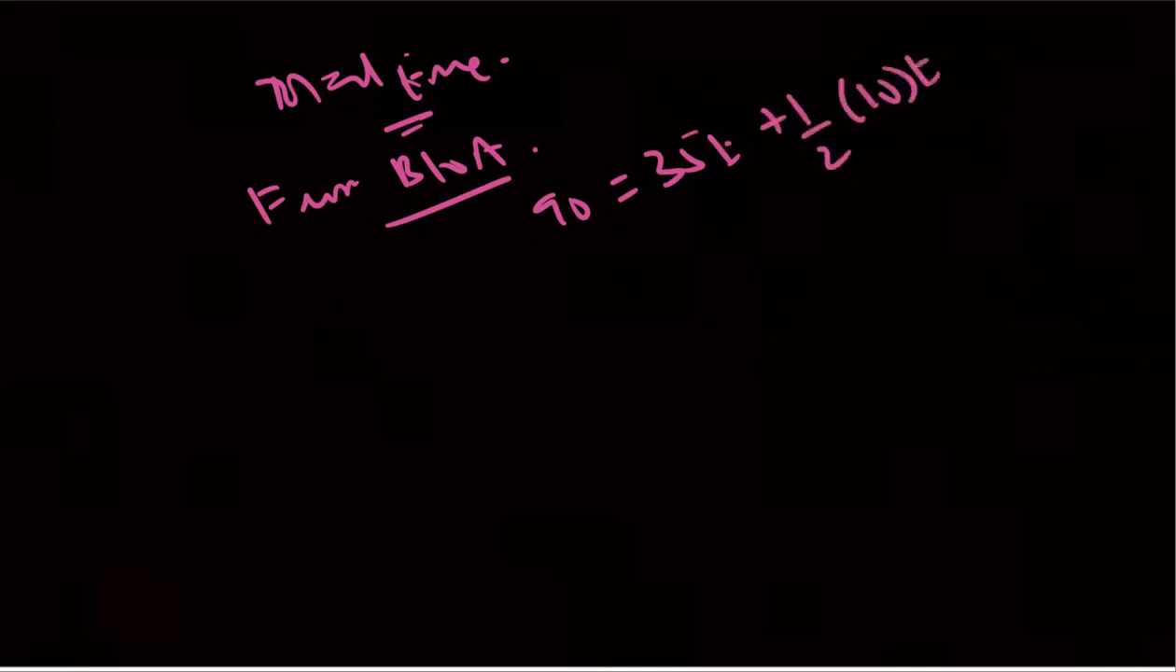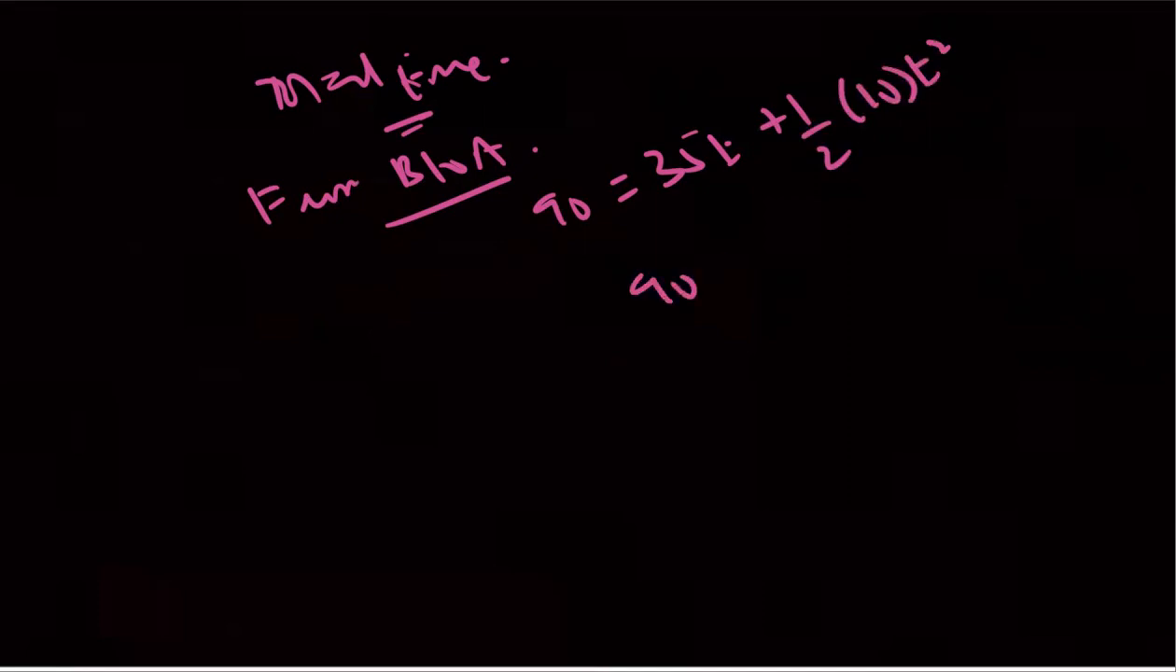Next, the total time of flight. So for total time, first of all from B to A. Distance is 90. Speed is 35 plus half at square.